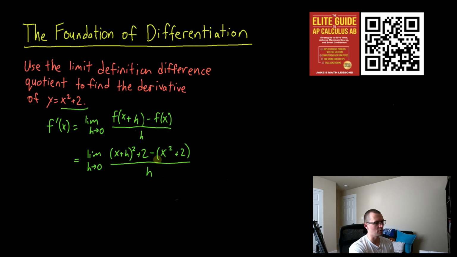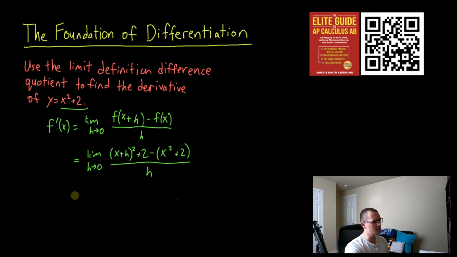And the reason why you want to make sure you put that in parentheses is this negative sign needs to distribute. So if you have multiple terms in your function, not putting parentheses there is going to get you the wrong thing. And then you put it all over h.